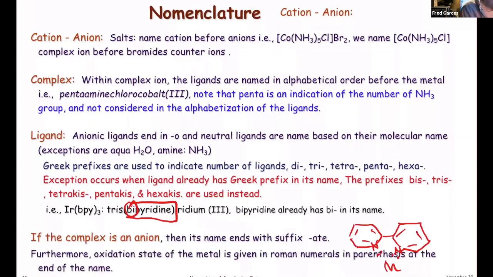And then if the complex is an anion, that is, this whole thing is negatively charged, okay, then the metal has to end in ATE. Okay, so cobalt is not cobalt anymore like here. It's called cobaltate. Cobaltate. So these are the main rules for naming these things. Let's just look at examples.